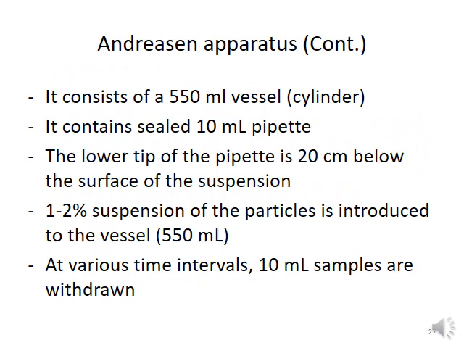The Andreasen apparatus is usually used to measure the particle size using the sedimentation method. It consists of a vessel or a cylinder of 550 ml. It contains a pipette. The lower tip of the pipette is 20 centimeters below the surface of the suspension. Then we prepare a 1 to 2% suspension of particles, and it is introduced to the vessel. At various times, samples are withdrawn.